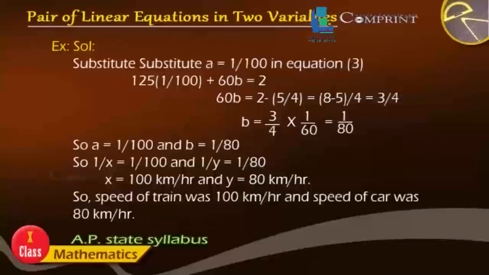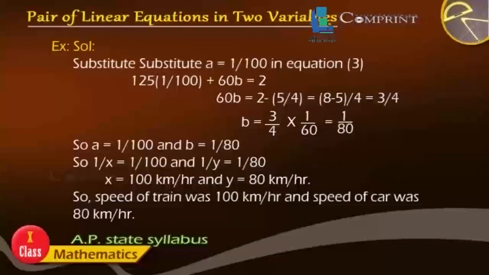Substitute a is equal to 1 by 100 in equation 3. 125 into 1 by 100 plus 60b is equal to 2. 60b is equal to 2 minus 5 by 4, is equal to 8 minus 5 by 4, is equal to 3 by 4. b is equal to 3 by 4 into 1 by 60 is equal to 1 by 80. So, a is equal to 1 by 100 and b is equal to 1 by 80.